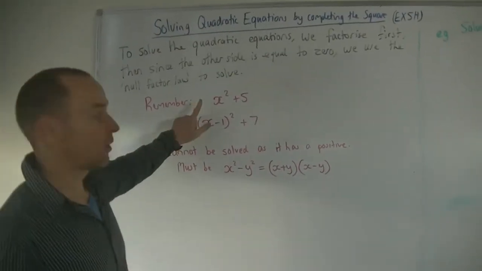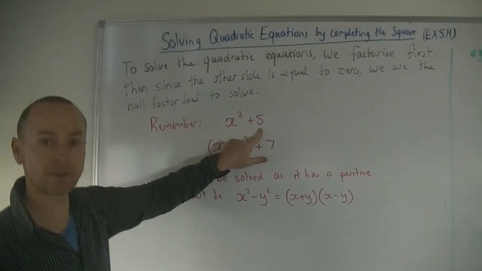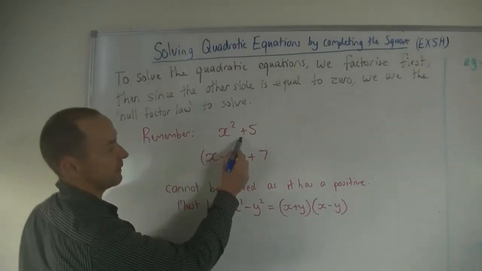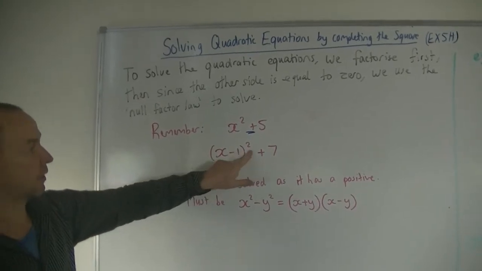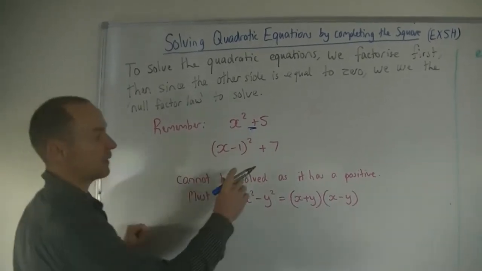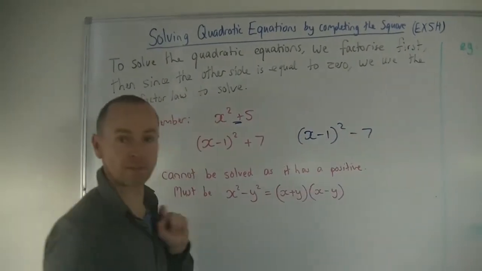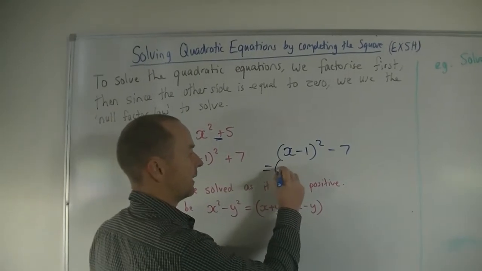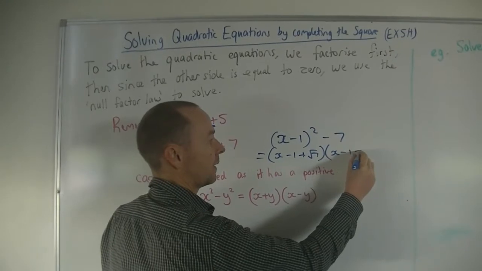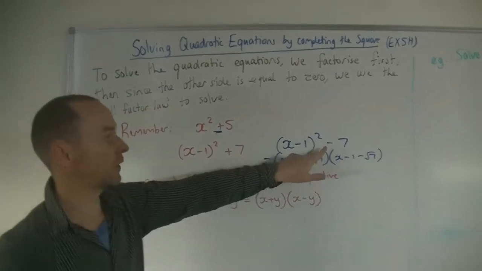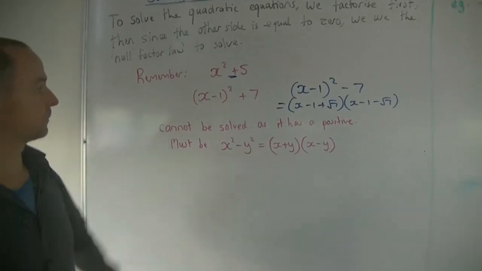Now, before we start, remember this from DOPS. If you've got something like x squared plus 5, you cannot solve it because this is a positive. It must be a negative to be able to solve it. Same as this one, x minus 1 all squared plus 7. To be able to solve it, you need to have that as a negative. So x minus 1 squared minus 7. And if you remember DOPS, then that would be x minus 1 plus root 7 and x minus 1 minus root 7. So you can solve it only if it's a negative there. So don't be fooled by that. Excellent. And there's our little rule.